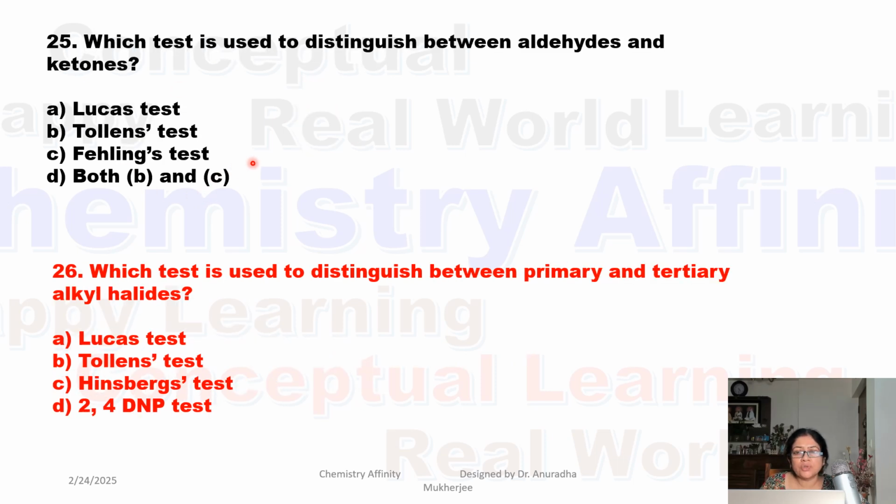Which test is used to distinguish between aldehyde and ketones? Tollens and Fehling, both tests are used to distinguish between aldehyde and ketones. So the correct option is option D. Which test is used to distinguish between primary and tertiary alkyl halide? It will be the Lucas test.